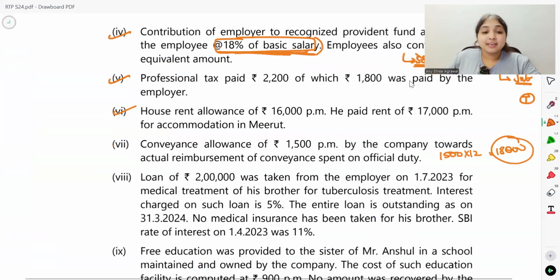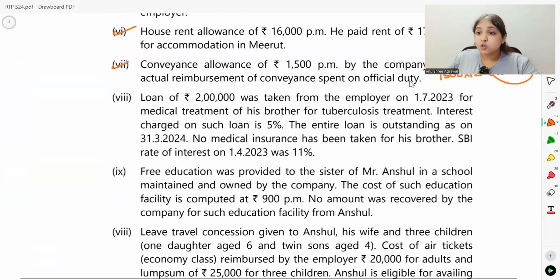All right. Then coming to the next adjustment, loan of 2 lakhs was taken from the employer on 1st July 23. Loan from employer on 1st July, not 1st April, 1st July.